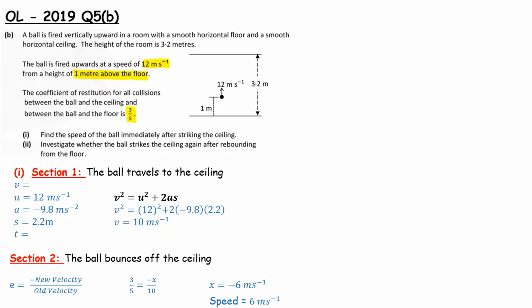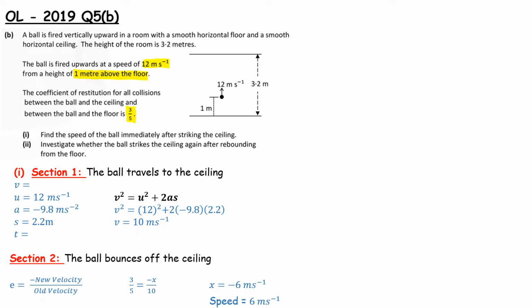So they asked us in the question for the speed of the ball immediately after striking the ceiling. The speed is actually 6 meters per second, because remember, speed is a scalar quantity, so it doesn't have that positive or negative like the vector does. The second question then says, investigate whether the ball strikes the ceiling again after rebounding.